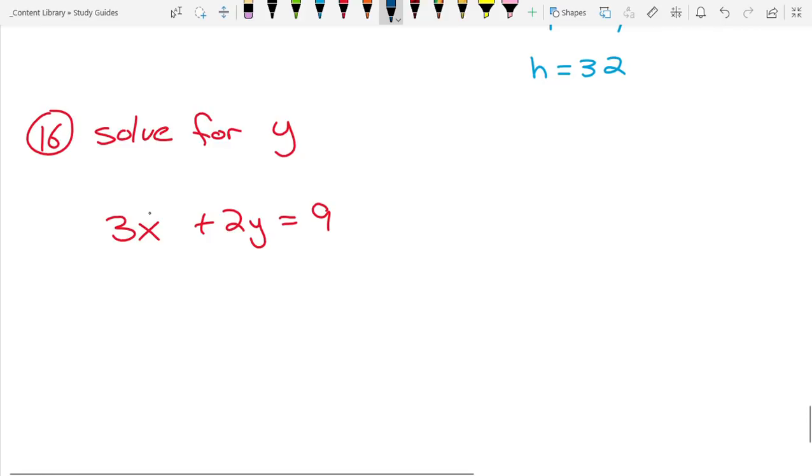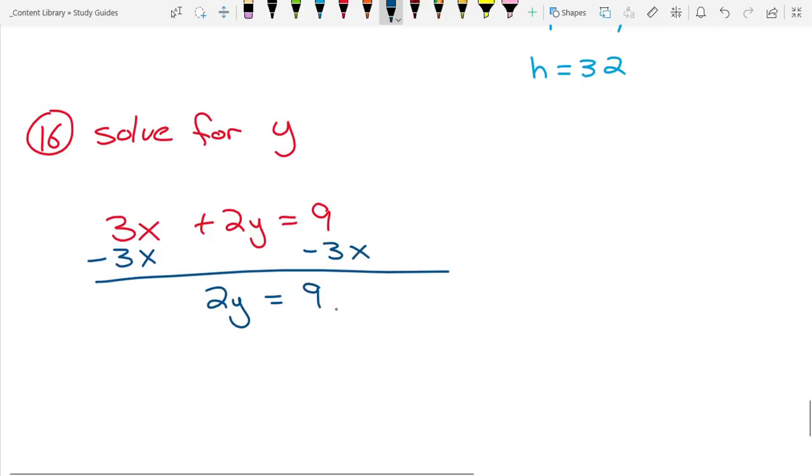So we do what we've always done. We get rid of standalones first. So these 3 x's, we can't have them, so we take them away. And we take them away from the other side. So now I have 2y equals 9 minus 3x.